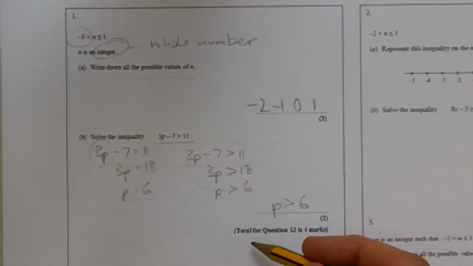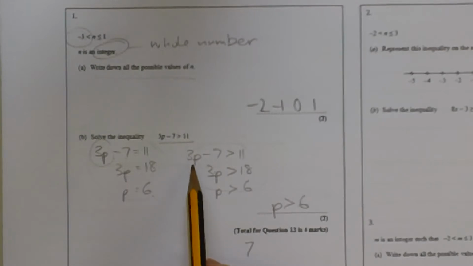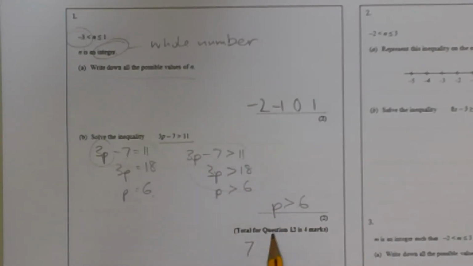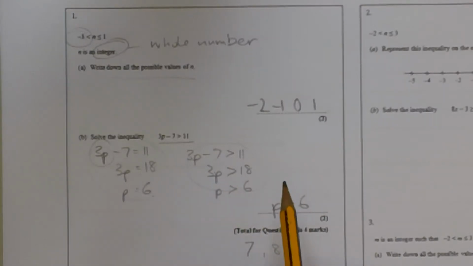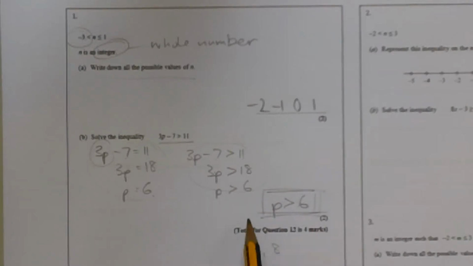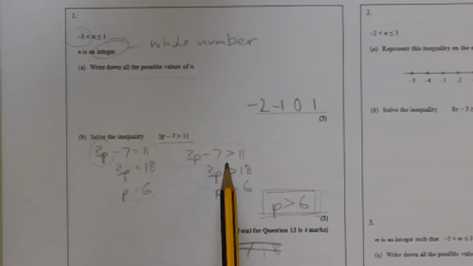So for example, 7 is one of the numbers that when you times it by 3, you get 21. Take away 7 gives you something which is bigger than 11. 8 would work and so on, but there is an infinite number of values that when you times by 3 and subtract 7, you get something bigger than 11. We can't write them all down, which is why this inequality notation is so useful. Anything bigger than 6, when you multiply it by 3 and subtract 7, you get an answer which is bigger than 11.